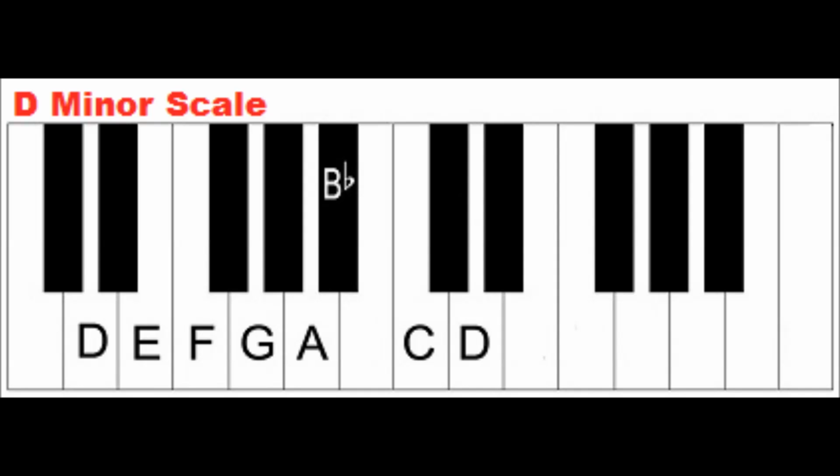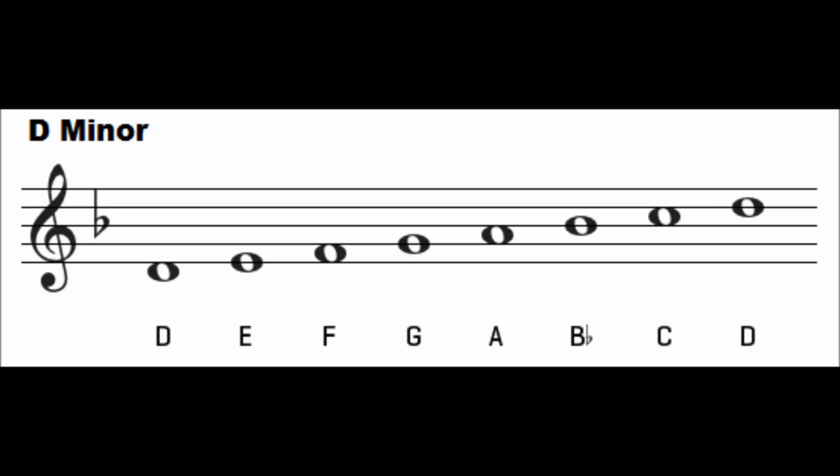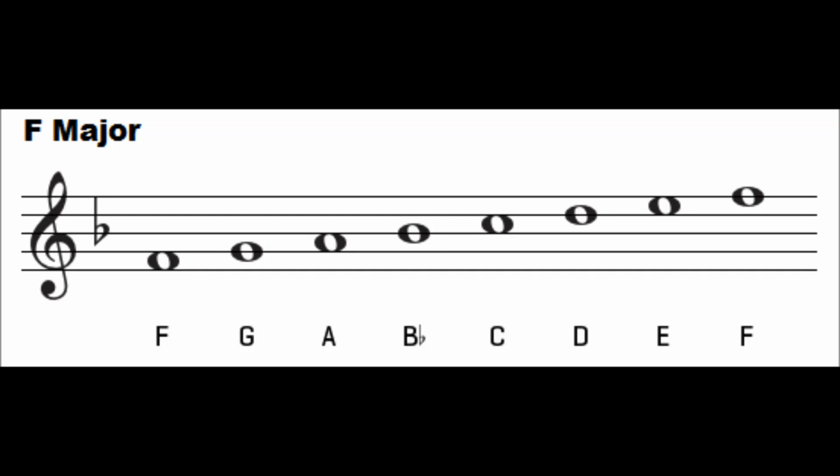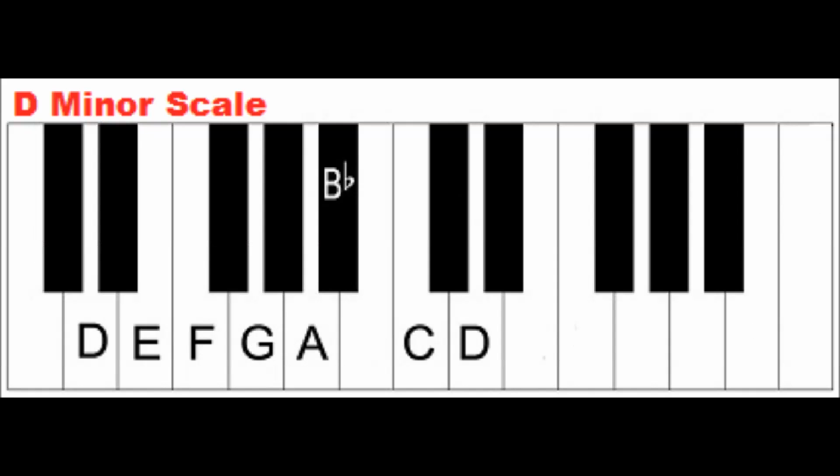These are the same notes, except that the sixth note of the major scale becomes the root note of its relative minor. F major and D minor have the same key signature. It contains one flat, B flat. D, E, F, G, A, B flat, C, and D are the notes of the D natural minor scale.